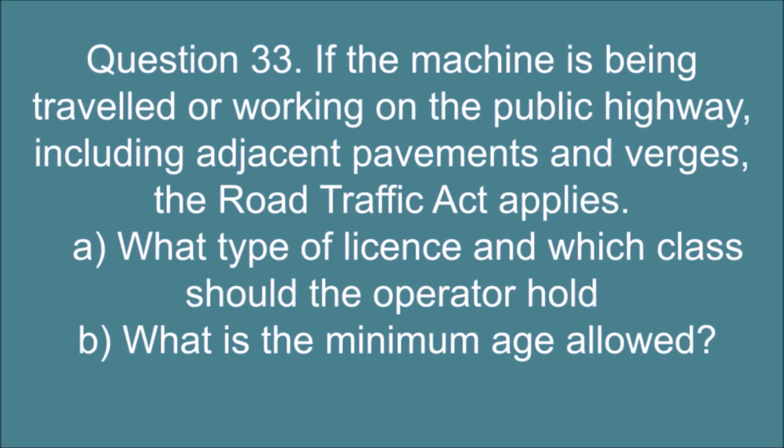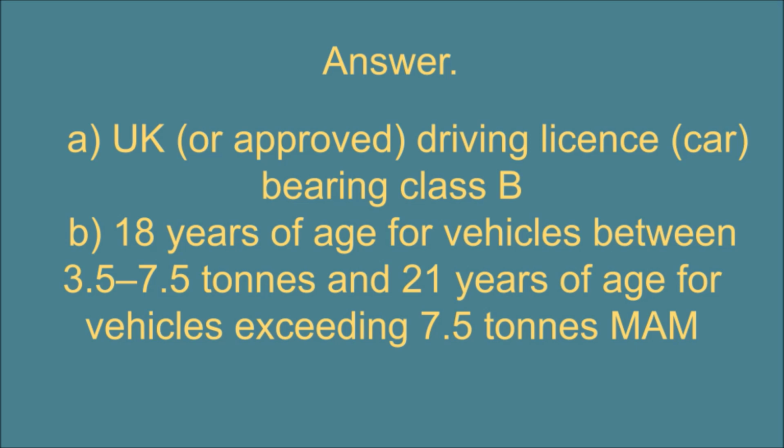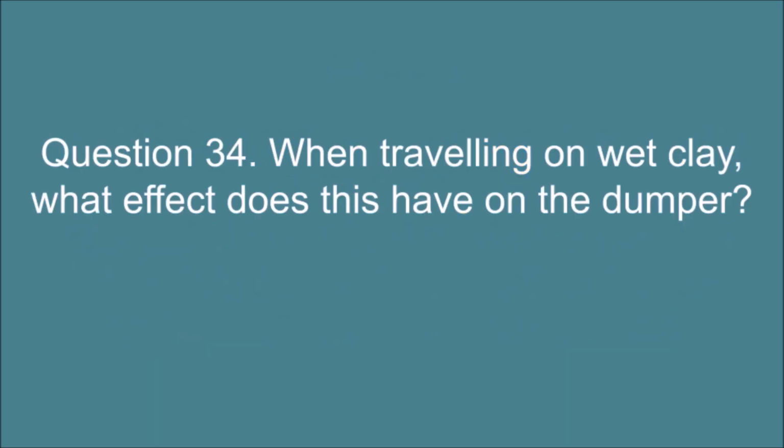Question 33. If the machine is being traveled or working on the public highway, including adjacent pavements and verges, the Road Traffic Act applies. A. What type of license and which class should the operator hold? And B. What is the minimum age allowed? Answer: A. UK or approved driving license, car bearing class B. B. 18 years of age for vehicles between 3.5 to 7.5 tons, and 21 years of age for vehicles exceeding 7.5 tons.